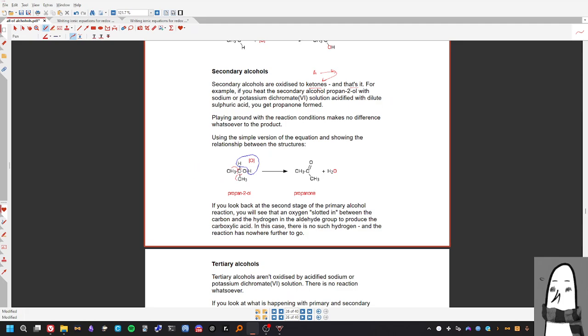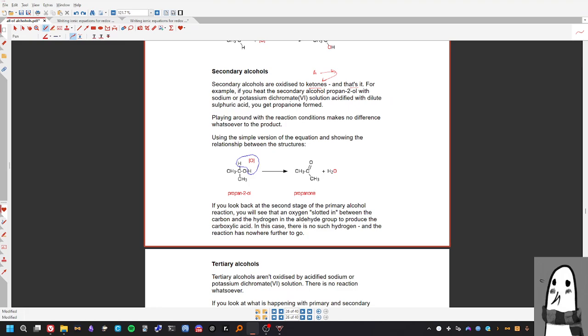In the primary, it was simply, forget about this. Imagine this was an H, and again, that would just be your ethanol, right? So yes, this is pretty much it.